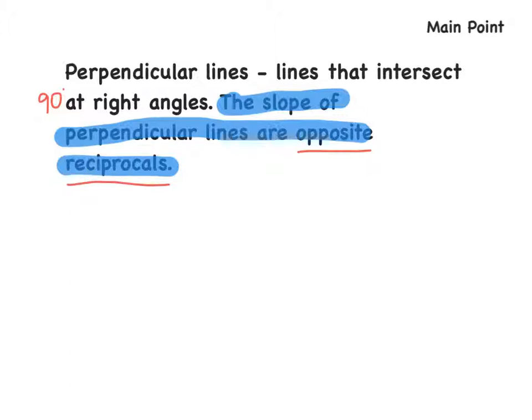By that, for example, if I give you 2/5, the opposite reciprocal, the reciprocal of 2/5 is 5/2. That's the reciprocal, and the opposite of it, since this is a positive 2/5, it's a negative 2/5. That would be the opposite reciprocal.